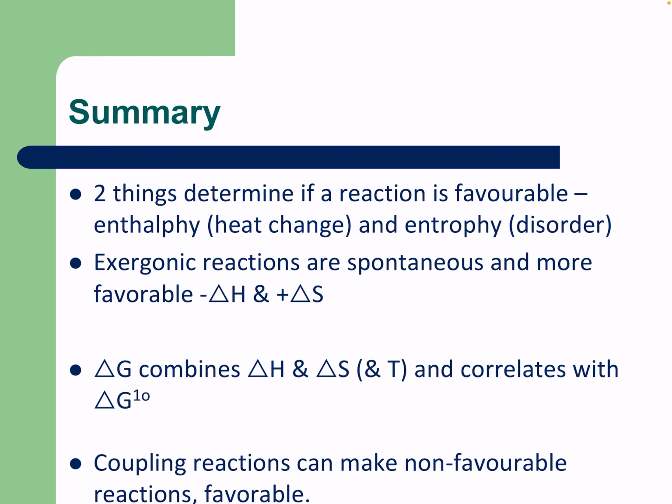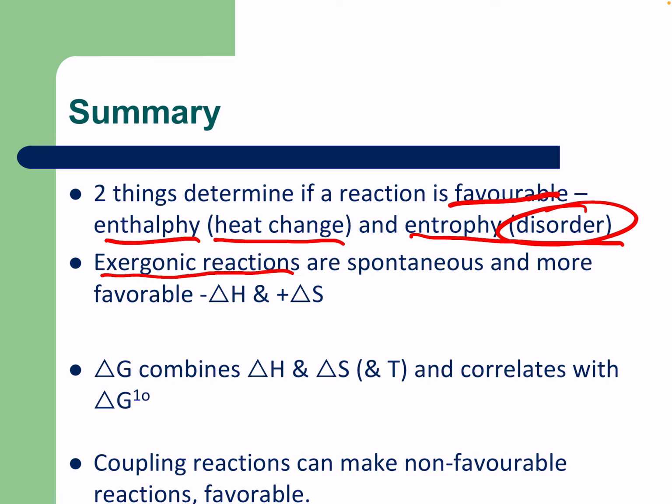Two things determine if a reaction is favorable. One is the enthalpy, which is the heat change, so remember we have endothermic and exothermic. And our entropy, where we have endergonic and exergonic, and that's disorder. Exergonic reactions are spontaneous and more favorable, usually with a negative enthalpy and a positive entropy. Gibbs free energy combines enthalpy and entropy as well as temperature in degrees Kelvin and correlates with Gibbs standard free energy. And coupling reactions make non-favorable reactions favorable.